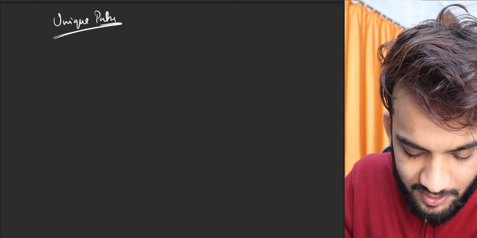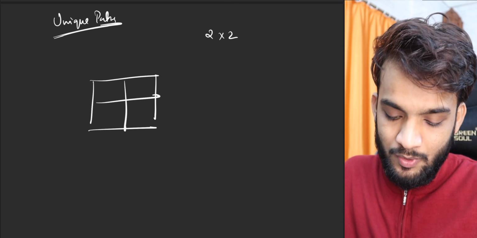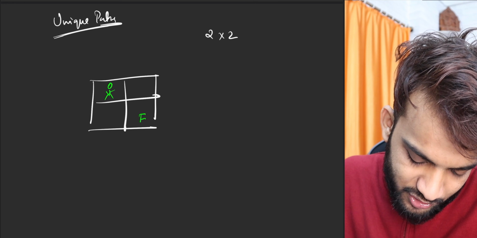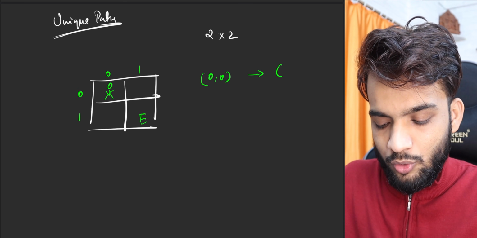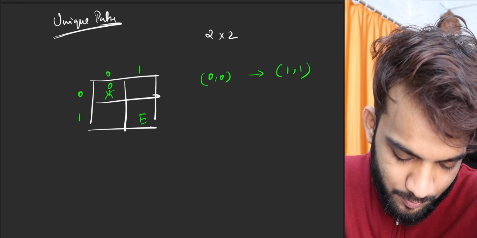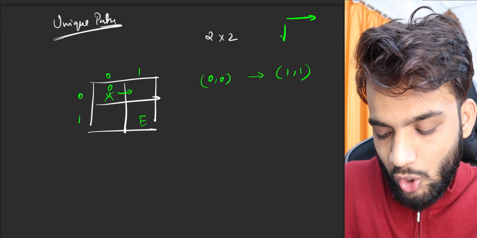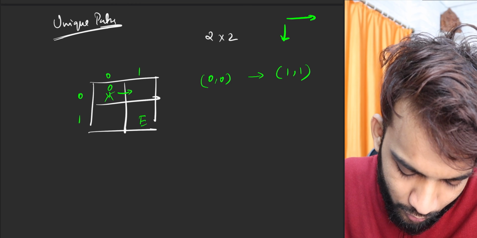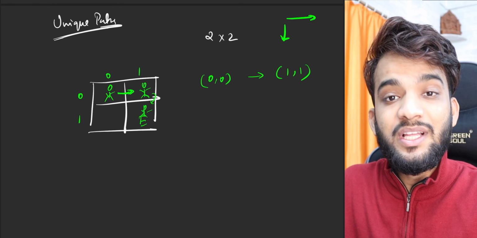If I'm giving you a 2 cross 2 matrix, this is your starting point and this is your ending point, because it goes from 0 0 to 1 comma 1, the bottom-right-most cell. So how can you move? Now remember, the question clearly states you can only move right or only move down. No other movement is allowed. So if you move right, you will reach here, and then if you move right again, you will reach here. That's one of the ways.